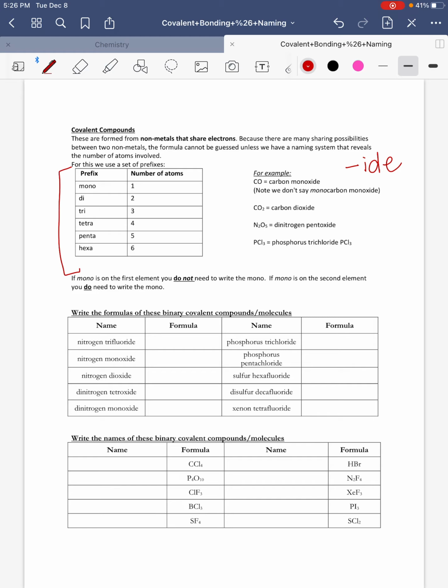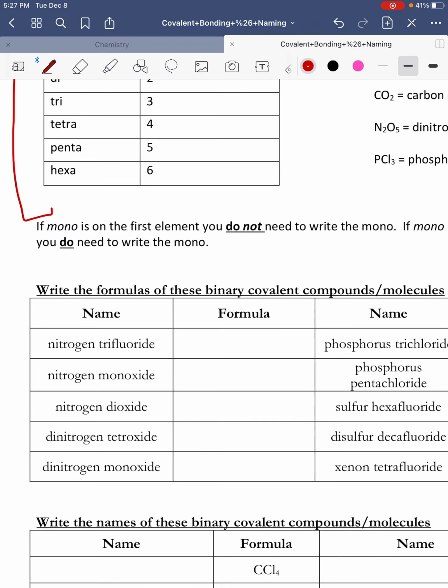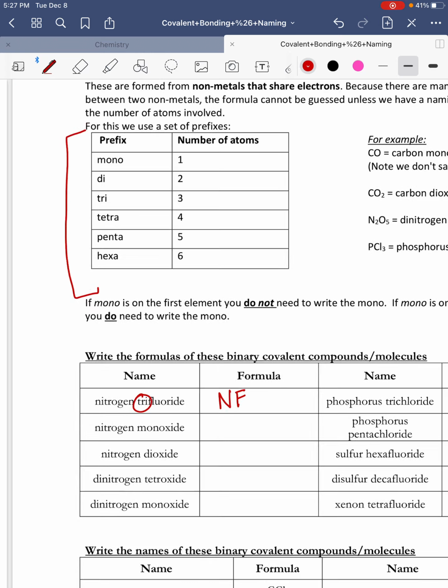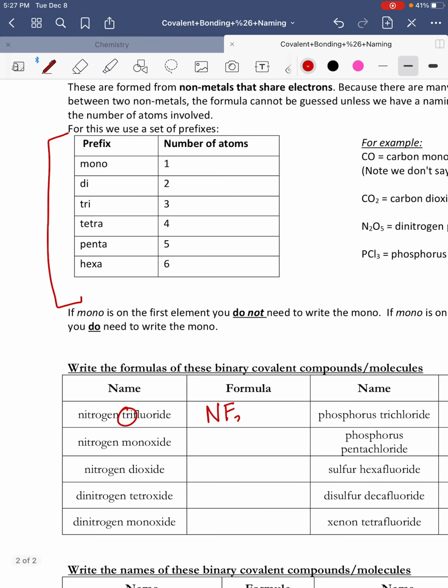All right. So in this first table, they give you the name, and you are going to write the formula based on the name that they give you. This first one is nitrogen trifluoride. There is nothing in front of nitrogen, so that means there's only 1 nitrogen. Then it says trifluoride, and based on our table, that means 3 fluorines. So that is our formula for nitrogen trifluoride. Let's try nitrogen monoxide. Mono means 1, so just 1 oxygen.